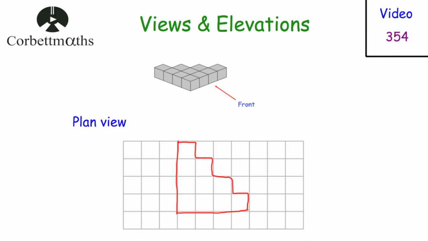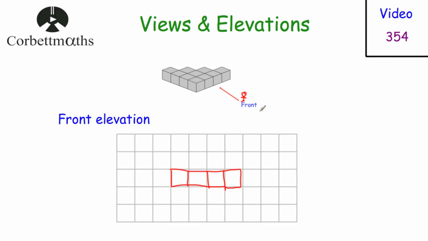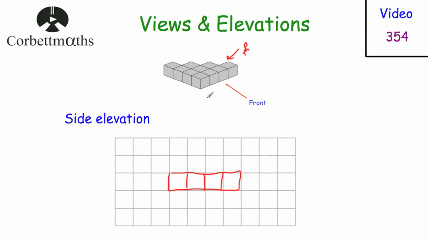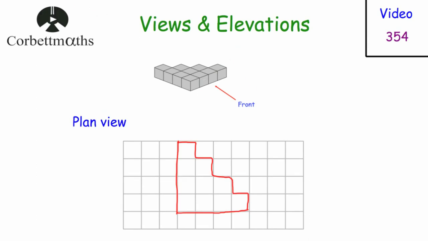So whenever you're drawing shapes from different perspectives, you've got the front elevation, which is the view from the front. You've got your side elevations, which are the views from the sides. And you've got your plan view, which is the view from above.